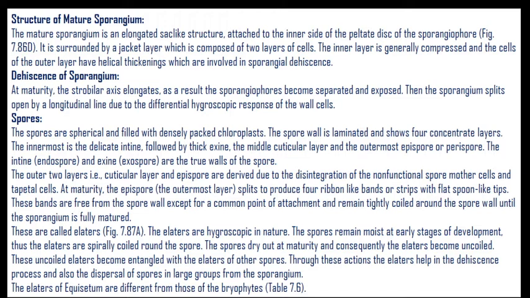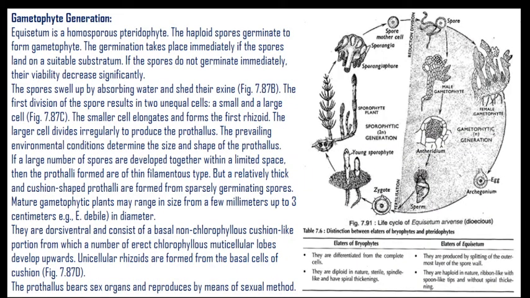These uncoiled elaters become entangled with other elaters, and through this action the elaters help in the dehiscence process and also the dispersal of spores in large groups from the sporangium. Elaters of Equisetum are different from those of the bryophytes. In this way, there is a complete development of archegonium and antheridium. Equisetum is a homosporous pteridophyte.